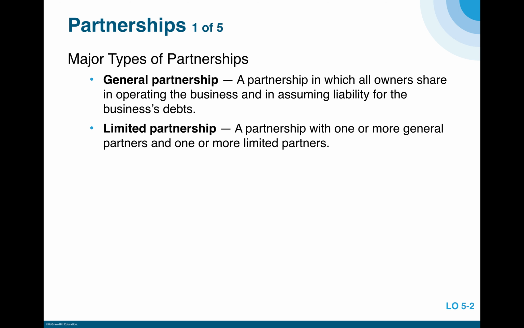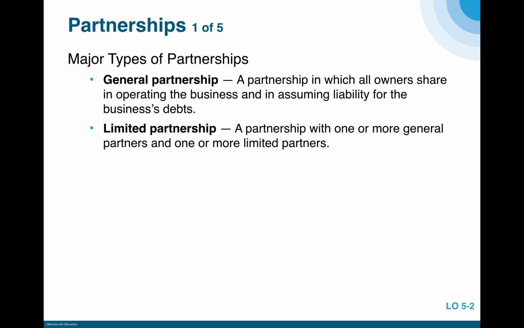As far as types of partnerships, we have a general partnership, where all owners share in operating the business and assuming liability for the business debts. So you pretty much have equal agreement all the way across. Then you also have the limited partnership, a partnership with one or more general partners and one or more limited partners. You might have two people sharing everything, and then a third or fourth person who just has a limited part in the business.